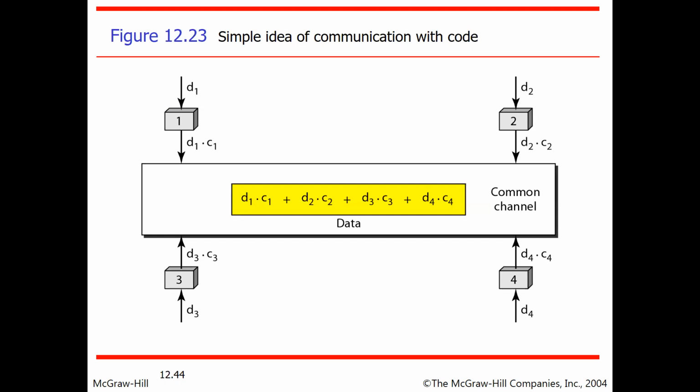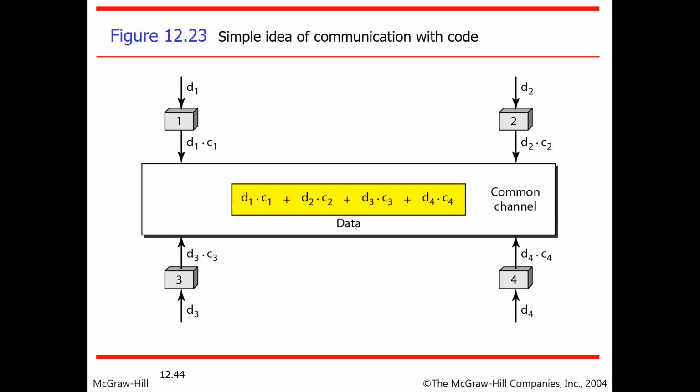Let us suppose that there are 4 devices, 1, 2, 3, 4, and each of them has its own data, D1, D2, D3, D4 respectively. Now in CDMA, every user is assigned a unique code. So in this case, let us say station 1 is assigned the unique code C1, station 2 is assigned the unique code C2, station 3 is assigned the unique code C3, and station 4 is assigned the unique code C4.